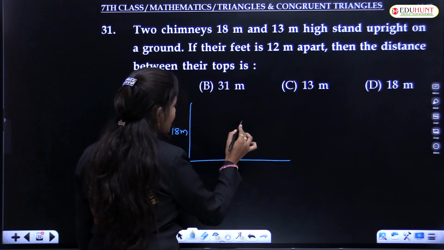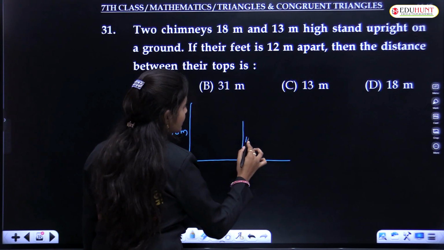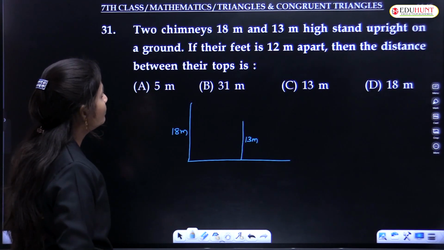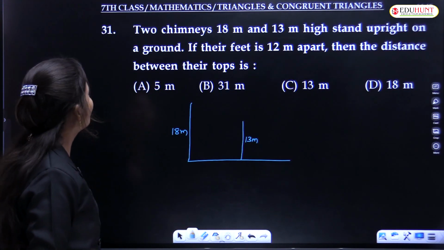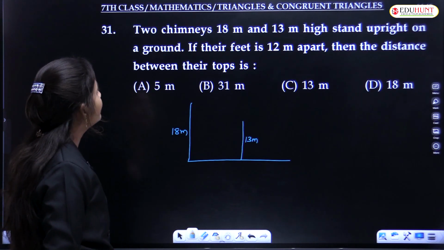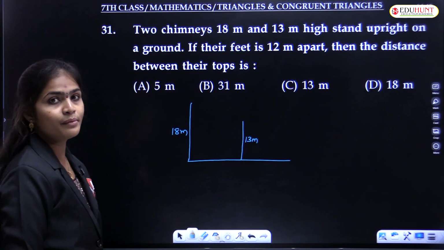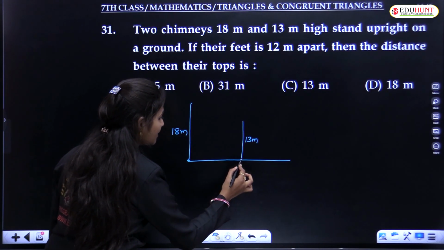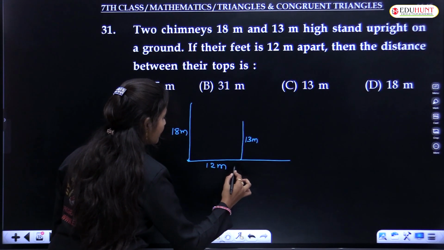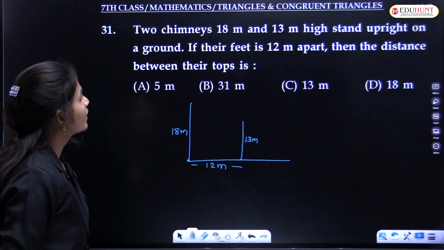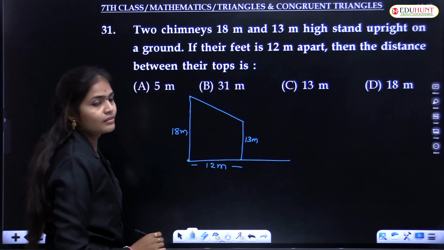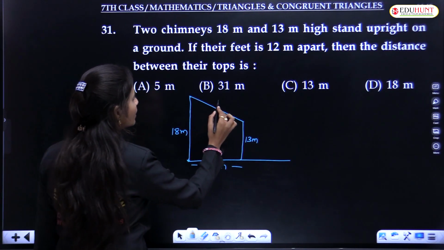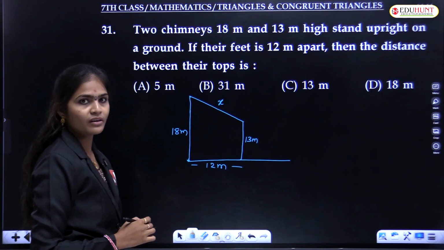So for the 13 meters height, shall we draw it like this? This is 13 meters. The chimneys stand upright on the ground. If their feet are 12 meters apart, it means the distance between these two chimneys is 12 meters. So these are the three measurements they have given. The distance between their tops, from here to here, is what we need to find out. So here we need to find x.